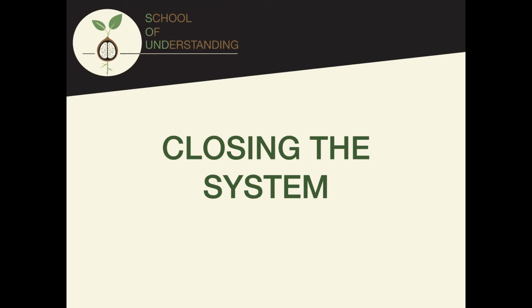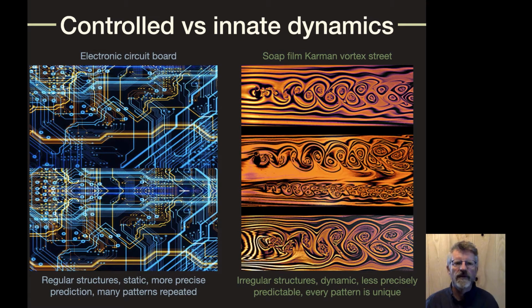So let's first go into the difference between controlled and innate dynamics. In the left picture we have an electronic circuit board, and in the right picture we have a so-called Kármán vortex street that emerges when, in this case, you float soap on water and have it meet an obstacle. And here is the obstacle. So down here, that's the obstacle.